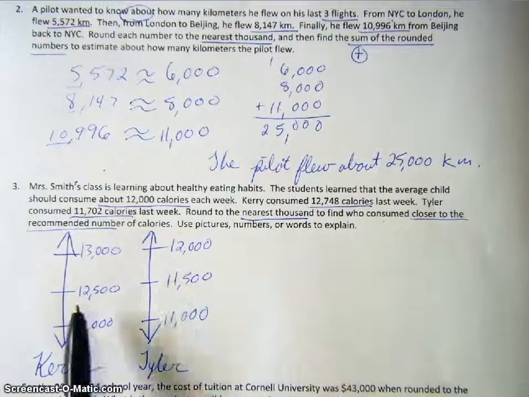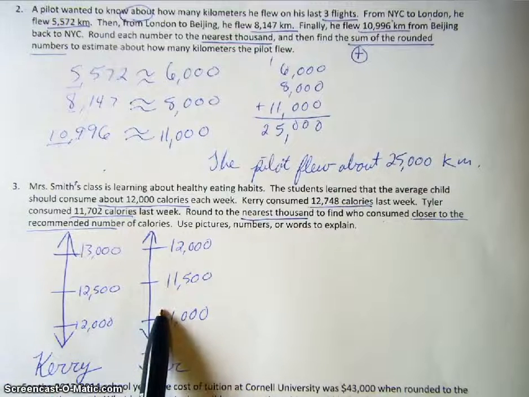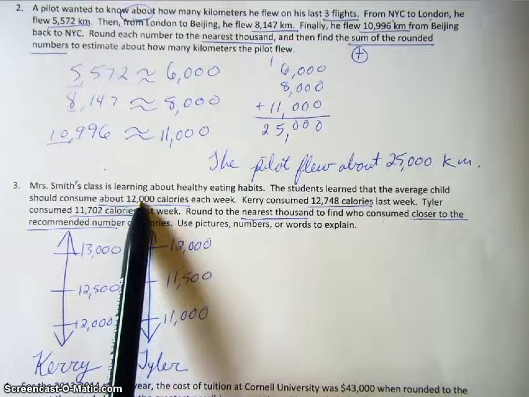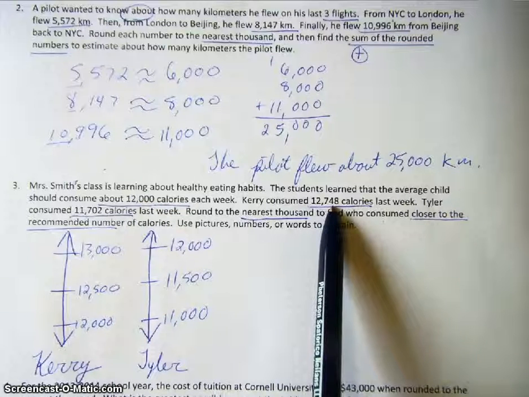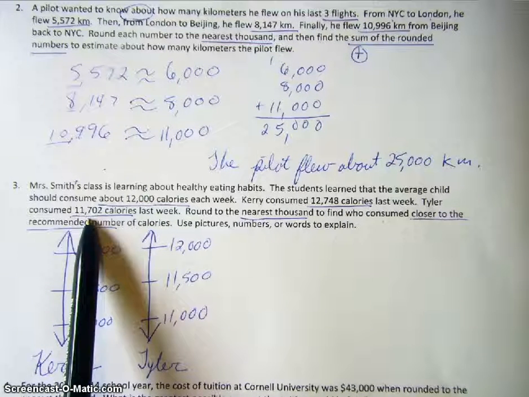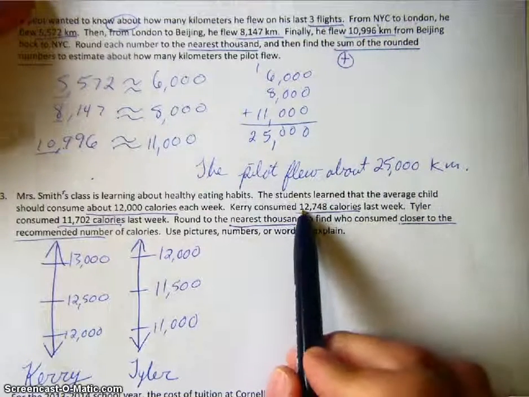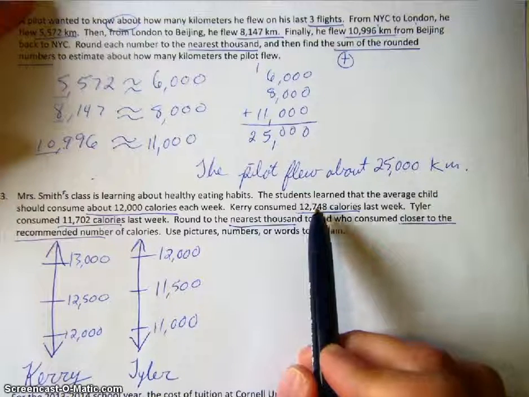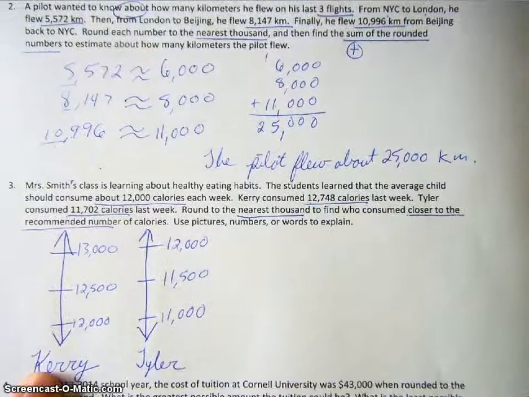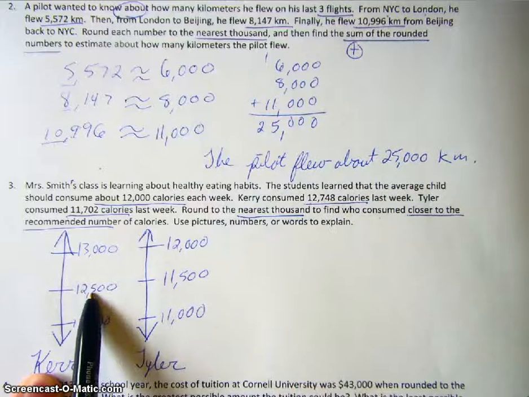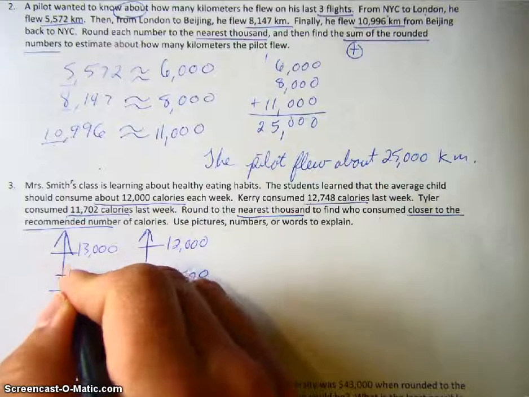Now, I've already gone ahead and set up 2 number lines for us to do this. Our target is 12,000, but we can tell Carrie went over, Tyler was under. But we need to know who is closer to that 12,000 number. So let's take a look at Carrie first. Carrie has 12,700. So if we come over to Carrie's number line, we see that we have a 7 in the hundreds place, which is more than the 5 in the hundreds place for our midpoint. So Carrie's number is right here.